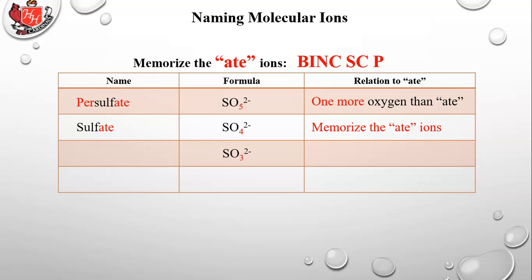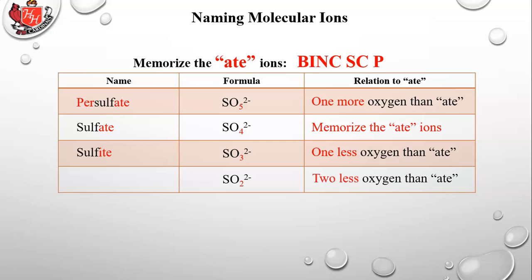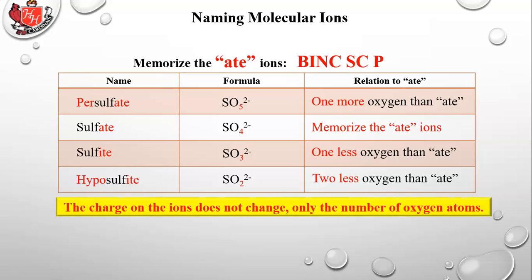Now we'll go in the other direction. SO3 2 minus, you took an oxygen away, still a 2 minus charge, 1 less oxygen than ATE. So that's sulfite. And now we're going to take away an additional oxygen, SO2 2 minus. So that's 2 less oxygen than the ATE. And that's going to be hyposulfite. Again, the charge on the ions does not change, only the number of oxygens.